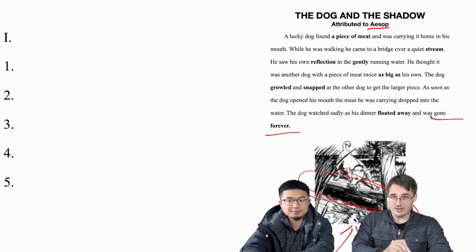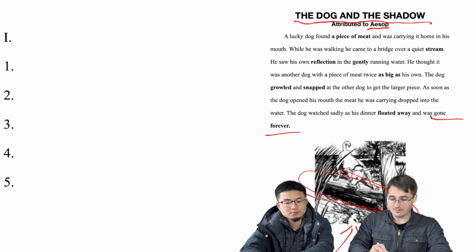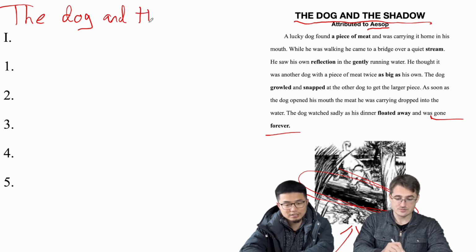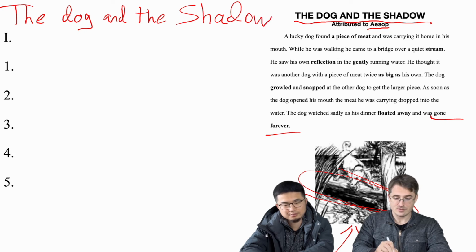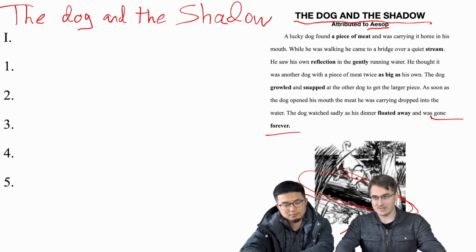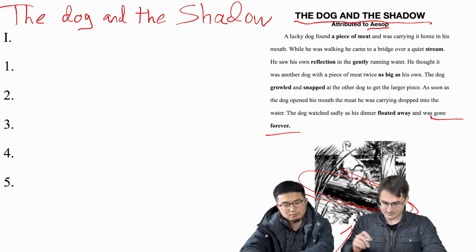Okay, so if you remember from Terracotta Warriors, we just put this title at the top of your KWO. So please copy the KWO if you haven't started yet. Copy it on your own paper. Copy the title on your paper, and we'll do the KWO together. The dog and the shadow. Okay, so this time I'll give you an example for the topic sentence. A lucky dog found a piece of meat and was carrying it home in his mouth.